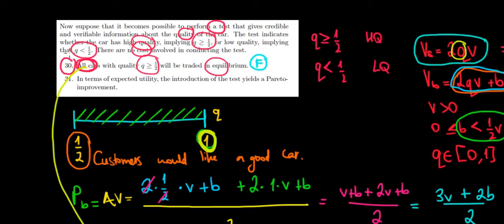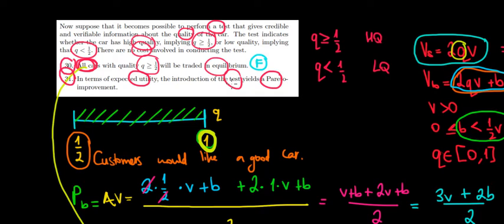Let's solve question 31 now. So in terms of expected utility, the introduction of the test yields a Pareto improvement. In other words, someone in the market is better off, either the buyers or the sellers, without making anyone worse off if the test is being used. So when would this be a Pareto improvement?